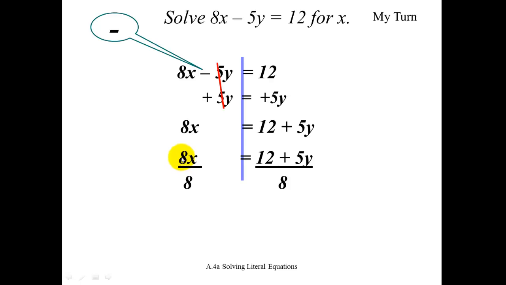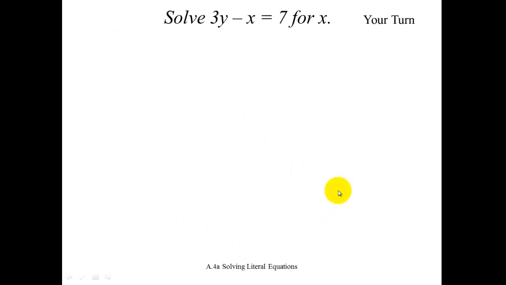Using our multiplicative inverse, we can now cancel 8 and 8 here. We'll have x equals 12 plus 5y, everything divided by 8. Now we can stop here and say this is now our final answer. Or we can further proceed by separating our numerator using the denominator 8. And then we can further simplify 12 over 8 as 3 over 2. So we can have this also as our final answer. Alright, again, pause the video and solve for x.